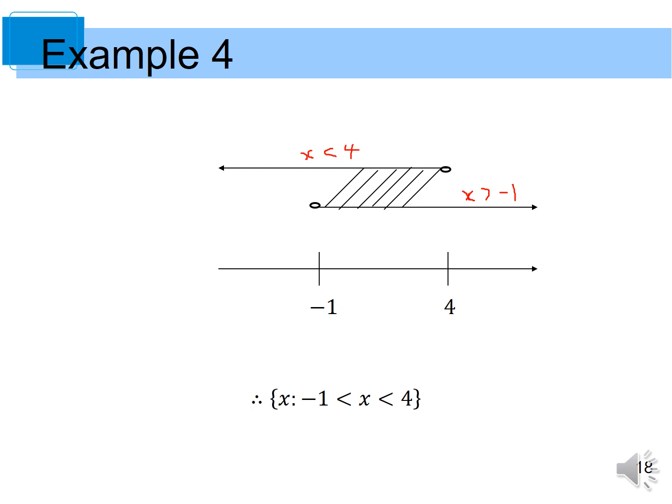Look at our question. Our original question is modulus of 2x minus 3 less than 5. The inequality sign here is less than, so we select the intersection area. So we'll be here. Then this is our answer. If the inequality sign here is greater than, then we select the union region.